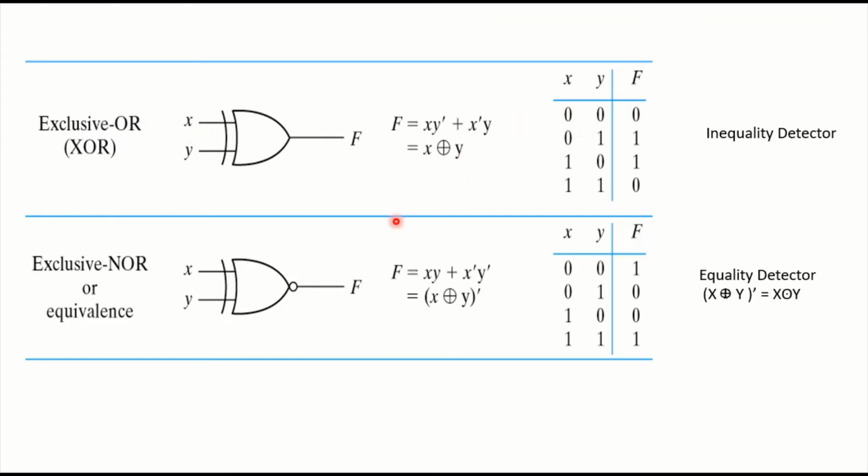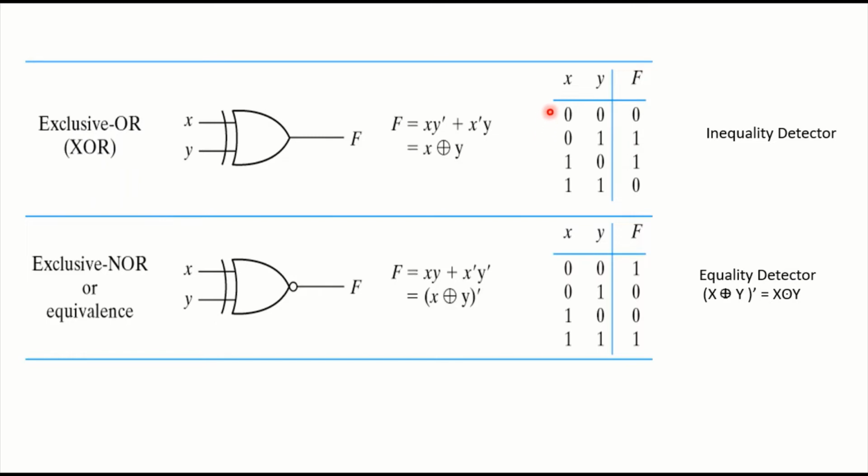So for two inputs, we'll have the four possible combinations of inputs: 0 0, 0 1, 1 0, 1 1. If we apply 0 0 at the inputs, x is 0, y is 0, which means y bar is 1. So here we will get 0 and 1, that is x y bar is 0, plus x bar y is 0. 0 plus 0 will be 0. F will be equal to 0. We are getting f equal to 0 over here.